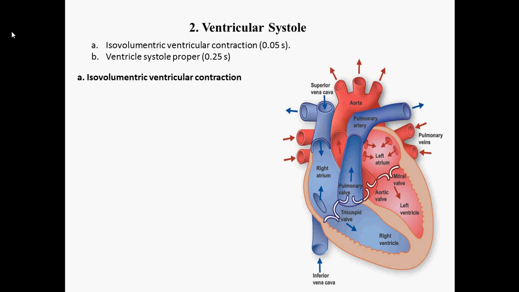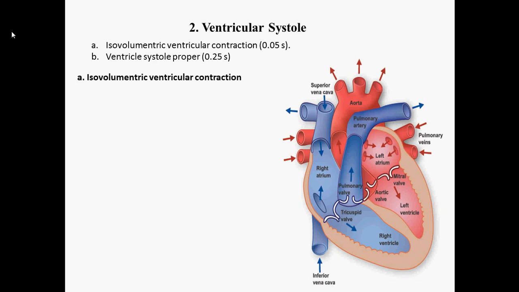There are two phases of the ventricle systole. One is isovolumetric ventricular contraction and the other is ventricle systole proper. So first phase, isovolumetric ventricle contraction. As the name suggests, isovolumetric, that means the same volume.